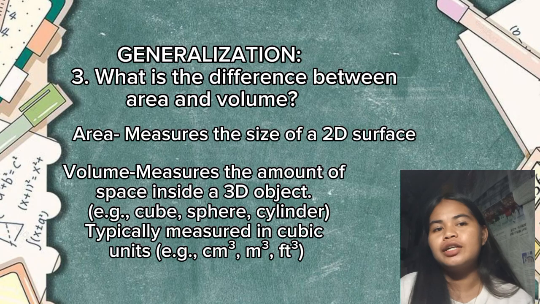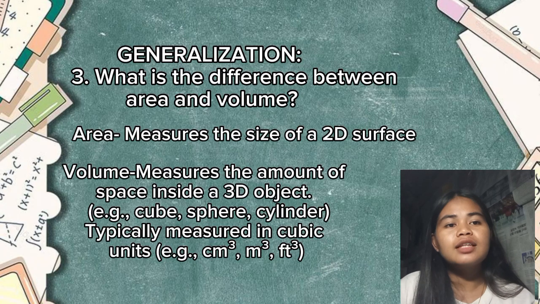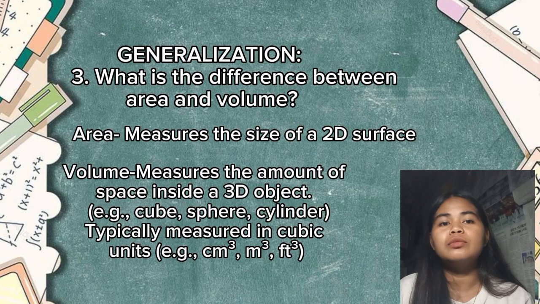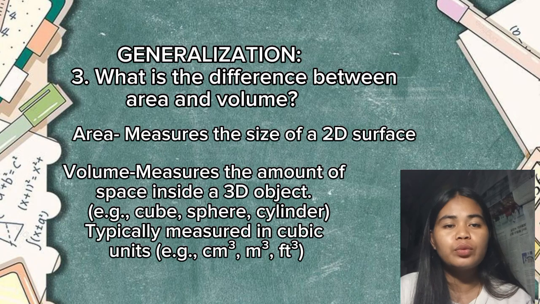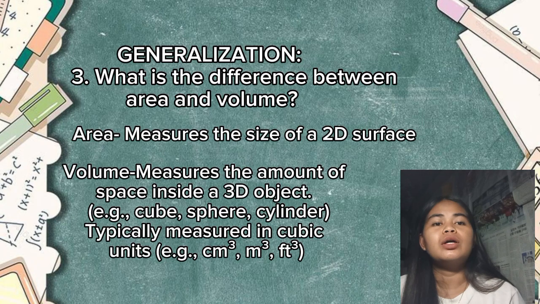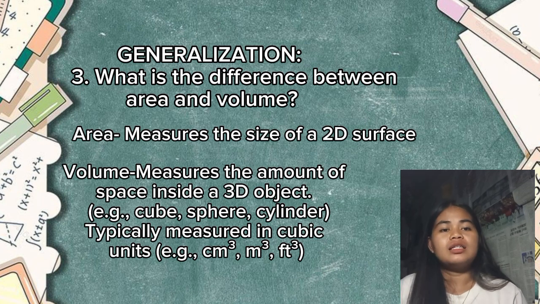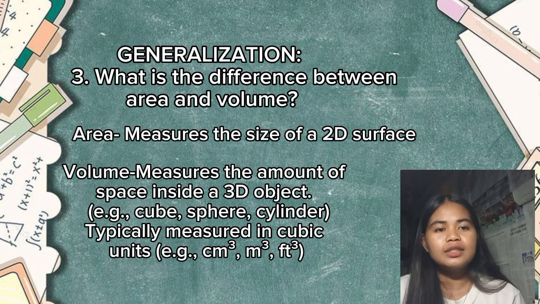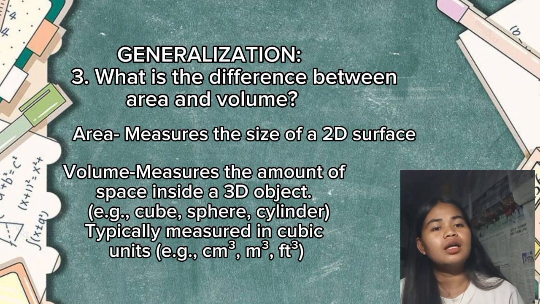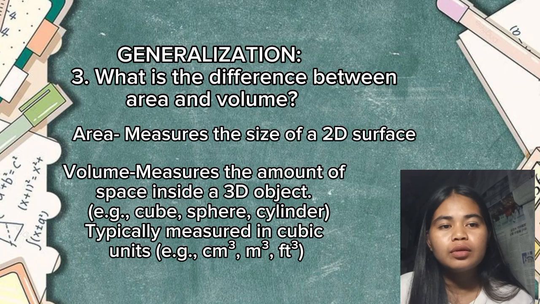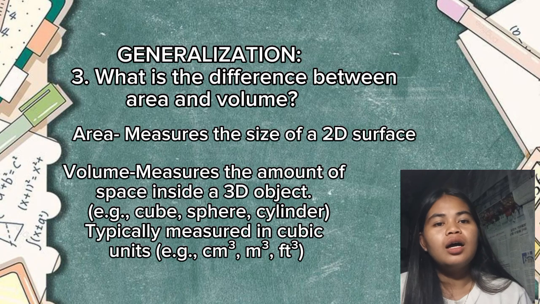Okay. For the next question, what is the difference between area and volume? So, kung ngayon tag-area, it is length times width ra. While volume, length times width times height. Okay, area and volume are two different measurements. When you say area, ang measure niya measures the side of a 2D surface. Example, square, rectangle, or circle. Typically measured in square units. Example, centimeter and meter or feet.